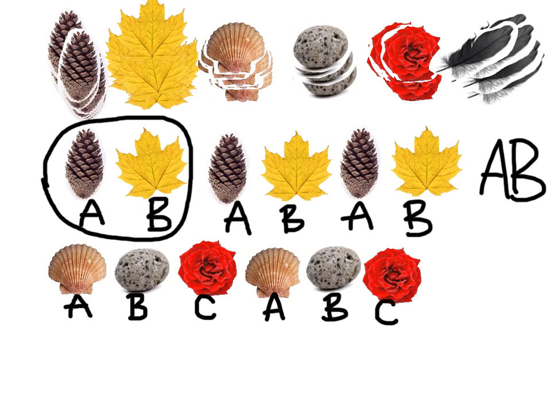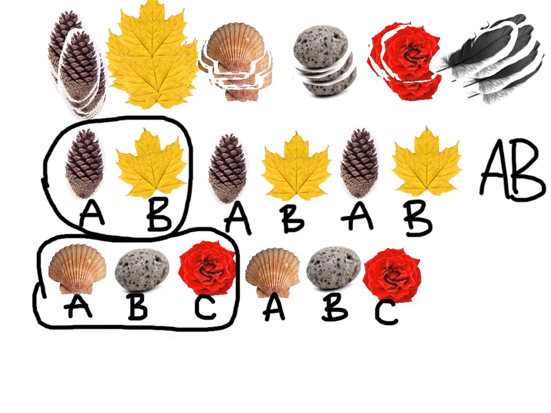Now what part of this pattern repeats? This part here, isn't it? The shell, the rock, and the rose. And as you can see, it is an A, B, C pattern. So that's the rule we're going to create, A, B, C.